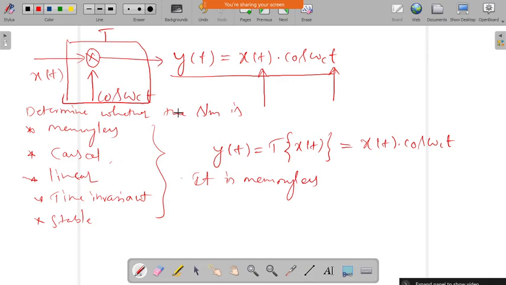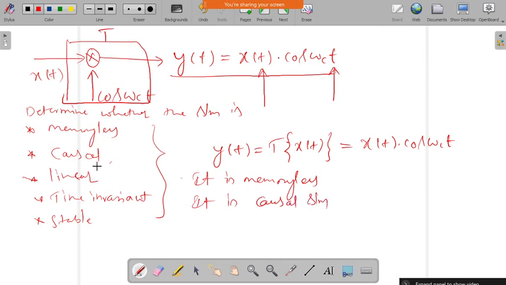So now you can see whether it is causal or non-causal. Does the output depend on any future value of the input? Future value means the advanced version, like x of t plus 2, t plus 1, and so on. So it is not depending upon any future values. Since it depends on only the present value, it is said to be a causal system.